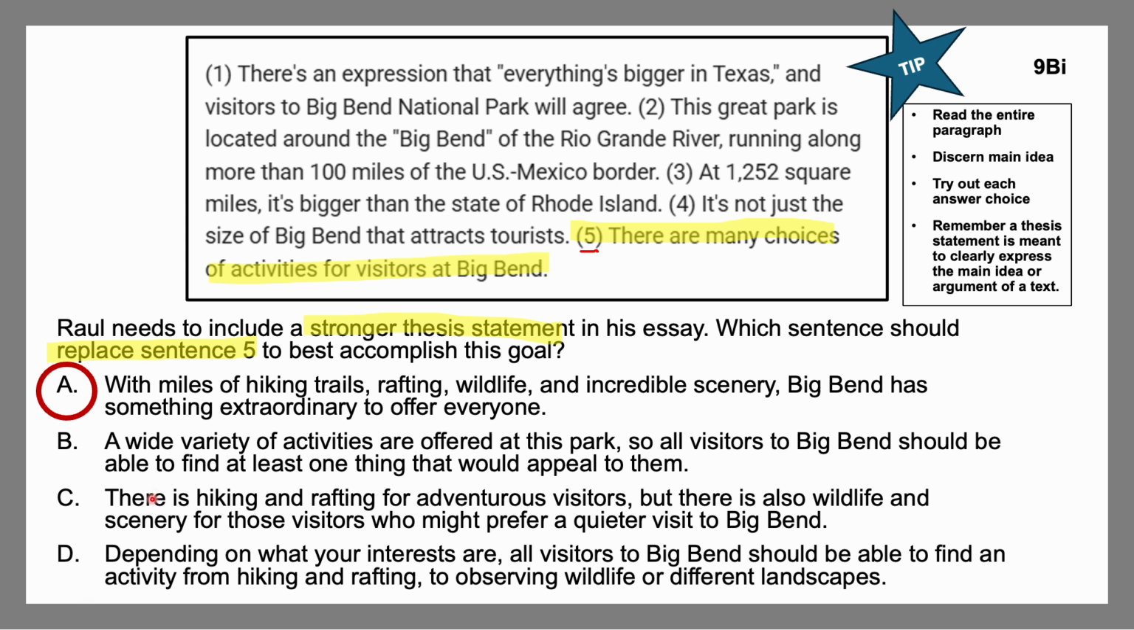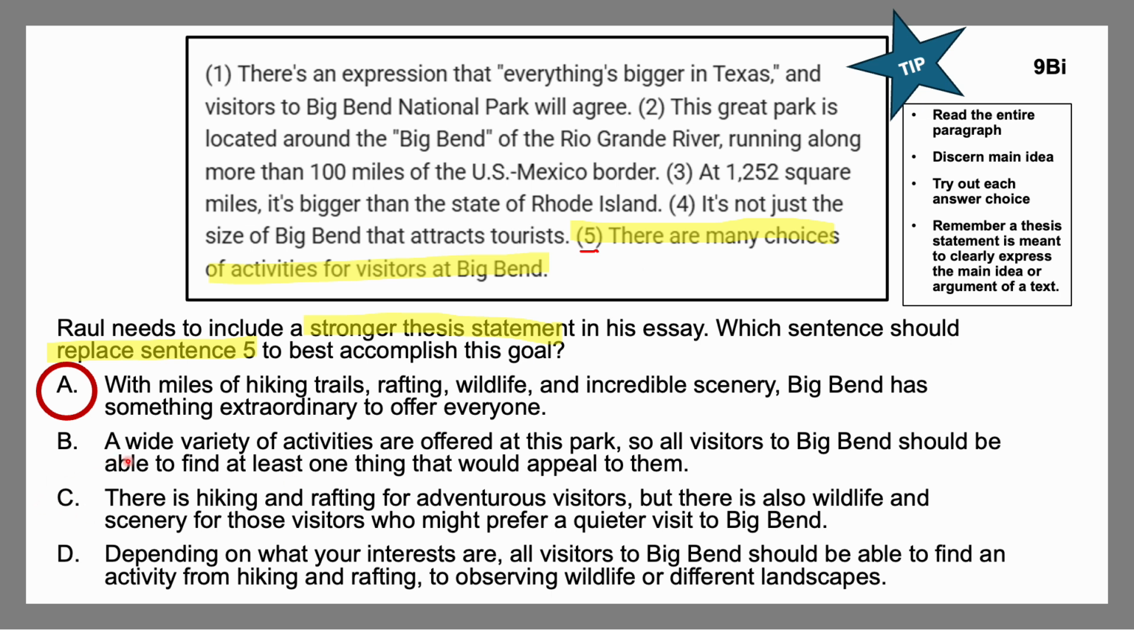If you look at the other ones, like I said, it does get a little bit difficult because these are all grammatically correct if I take a look. So you're happy to just see which one's better, right? A is the best one only because it's concise, it gets to the point, and it offers clarity that was not available in sentence 5, right? There are many choices is vague. It's not really giving you a specificity of the activities. And answer choice A does.